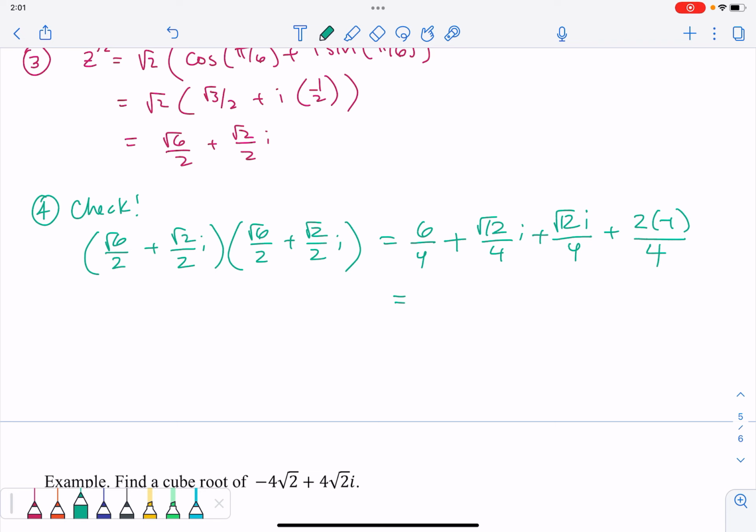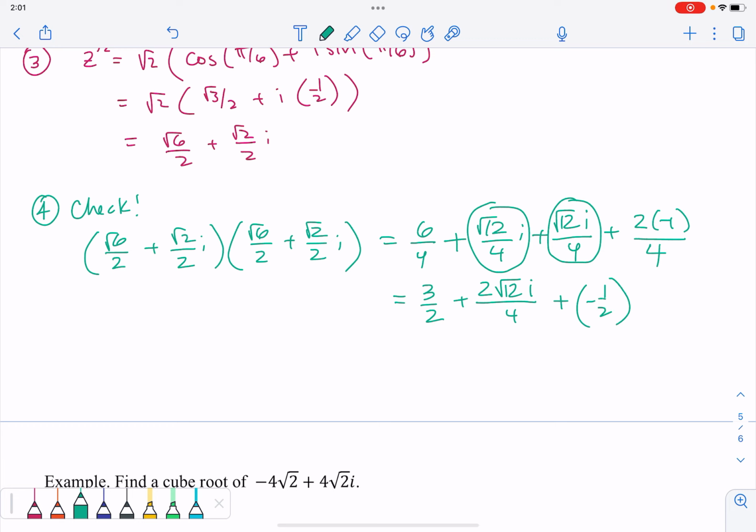Okay, let's try it. So 6 over 4, that's just 3/2. Let's see, root 12 i, root 12 i. So now I have two of those, plus 2 root 12 i over 4. So all I said was if I add these together, there's two of them. So now I have 2 root 12 i over 4. Plus, this is just -1/2. Okay, so let's see. 3/2 minus 1/2, of course, that's just 1. And then let's see what happens over here. I divide out a 2, leaves a 1. Divide out a 2, leaves a 2.